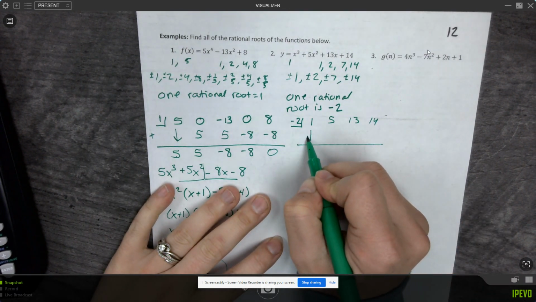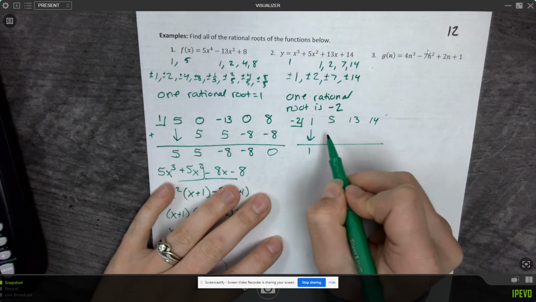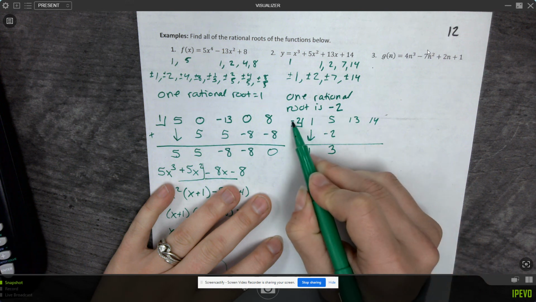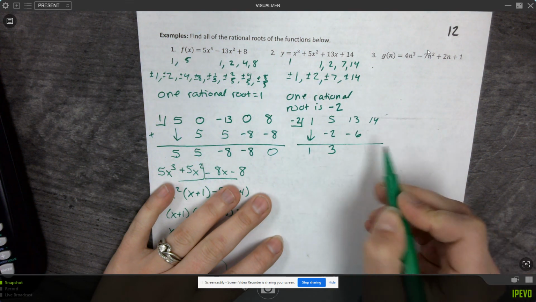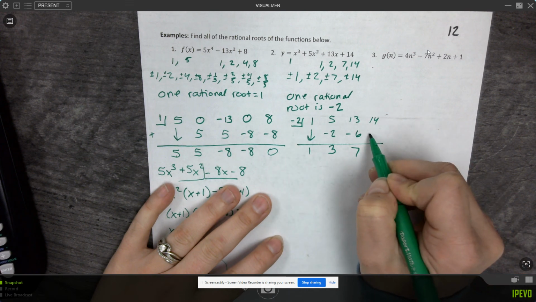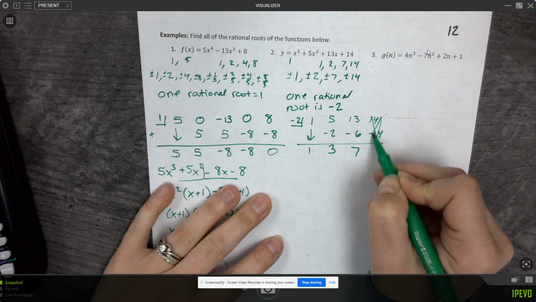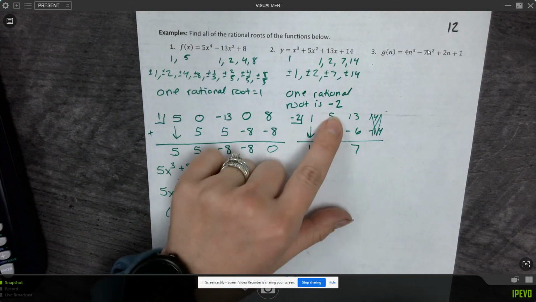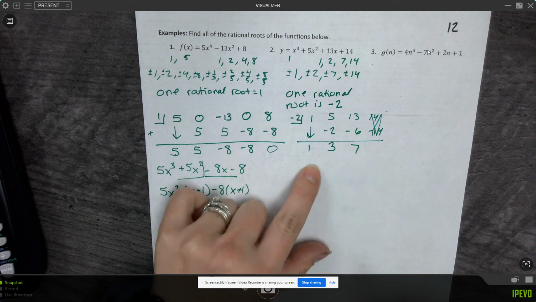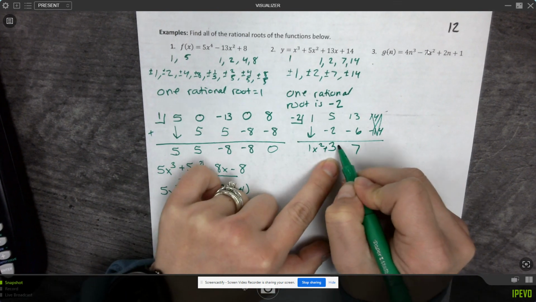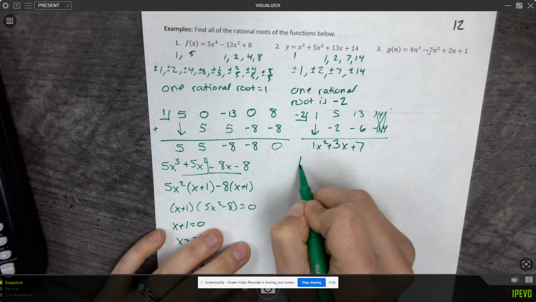Synthetic division says bring down your 1. Negative 2 times 1 is negative 2. 5 minus 2 is 3. Negative 2 times 3 is negative 6. 13 minus 6 is 7. And negative 2 times 7 is negative 14. Those will cancel out. Which, remember, is what is supposed to happen, because if that is a root, you are not supposed to have a remainder. This is now x squared, because it was x to the third, plus 3x plus 7.